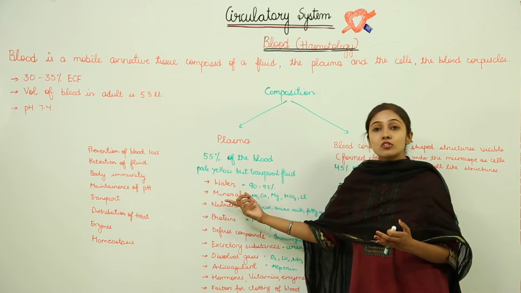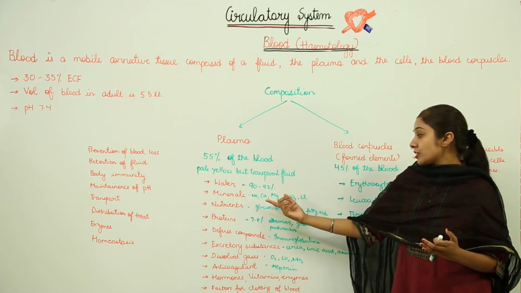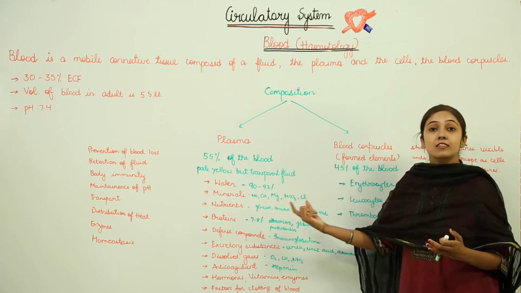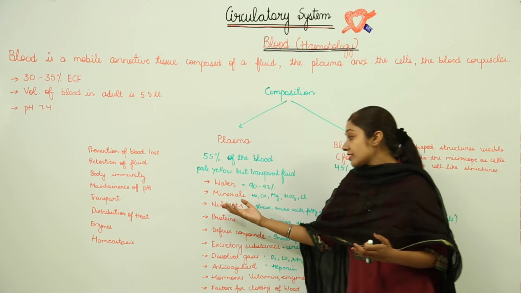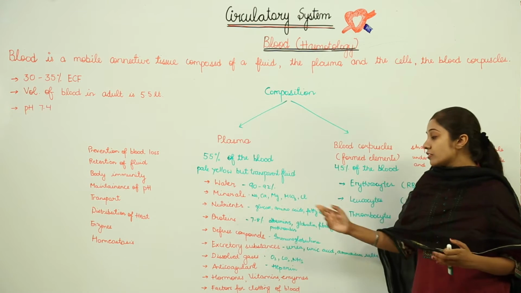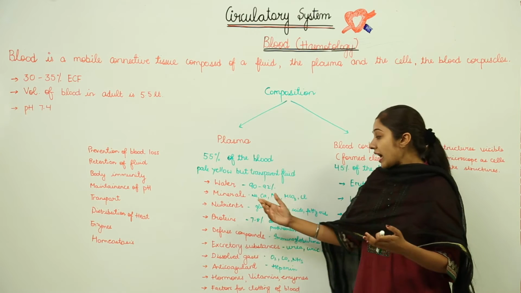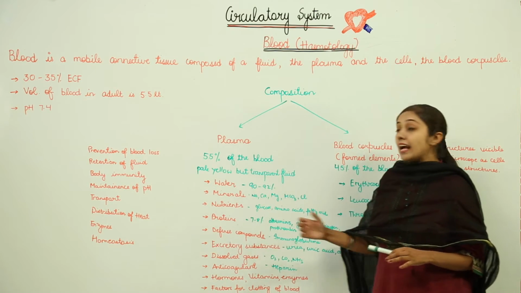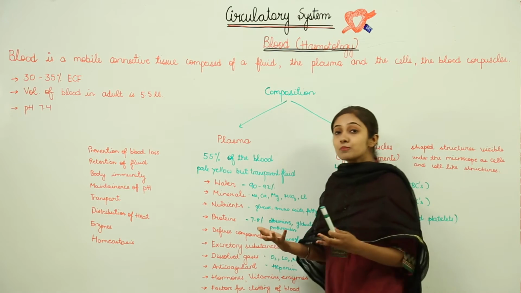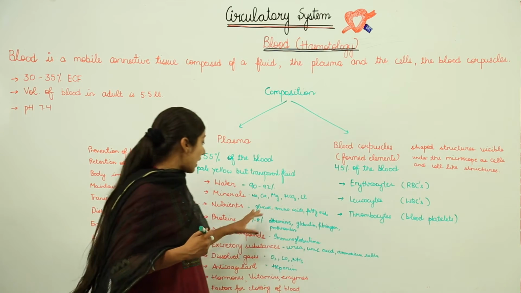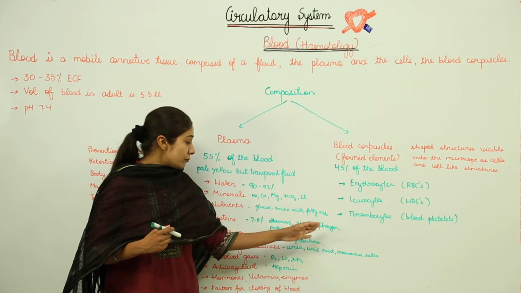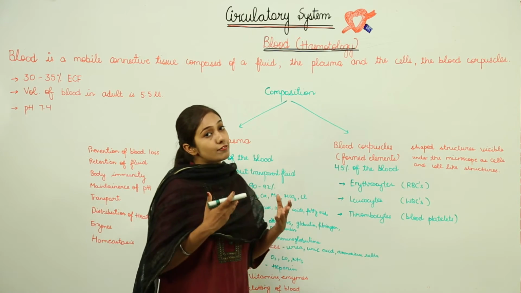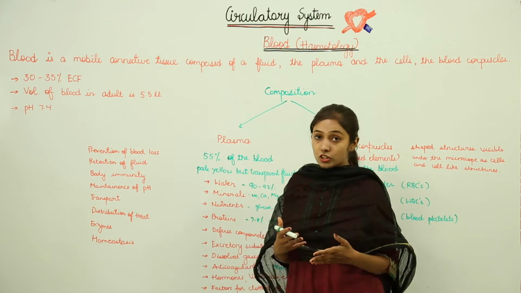It has minerals also, that is sodium, calcium, magnesium. Then there are ions, namely bicarbonate ions, chlorine ions. The nutrients are also there: glucose, amino acids, fatty acids, lipids. Then we have proteins. Proteins form 7 to 8% of the plasma, and the main important major proteins in the blood plasma are the albumins, globulin, fibrinogen and prothrombin, right? You will also come to know what their functions are, how they help in blood clotting.